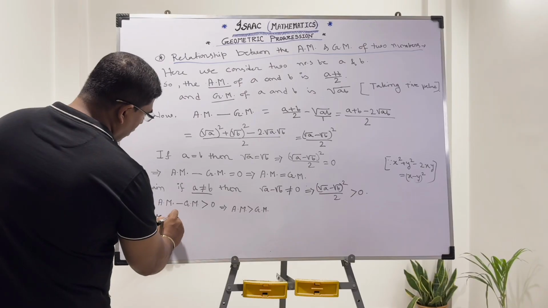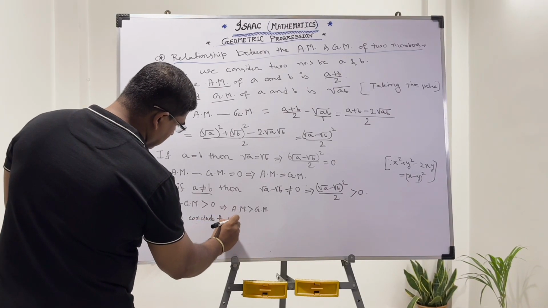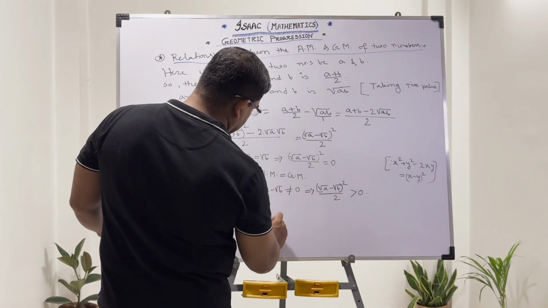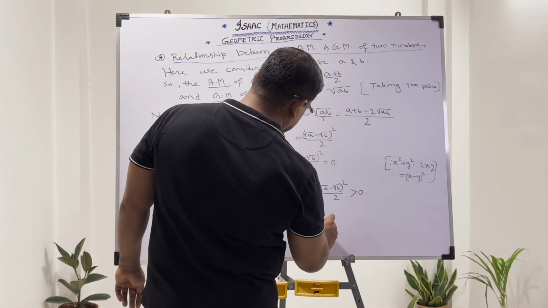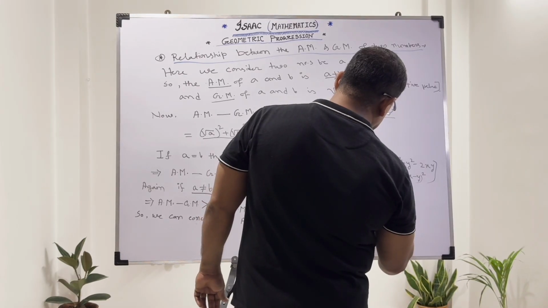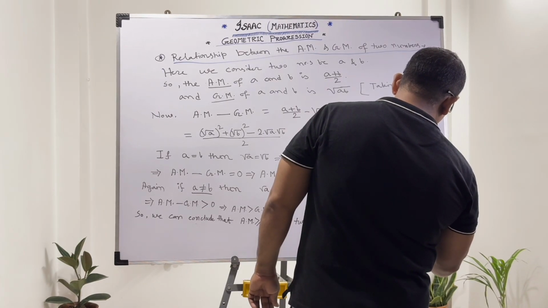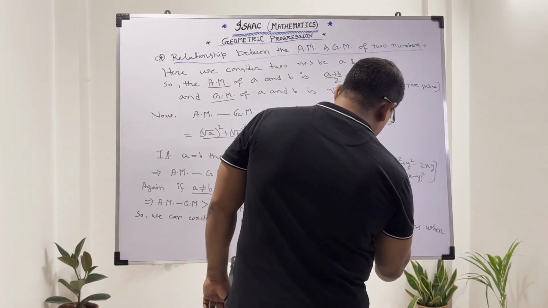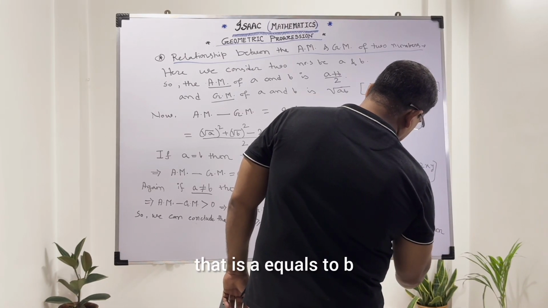So, we can conclude that arithmetic mean is greater than equals to geometric mean for two numbers, where equality occurs when the numbers are equal, that is A equals to B.